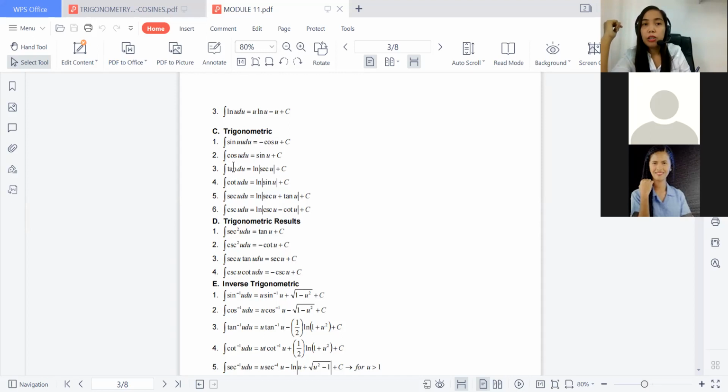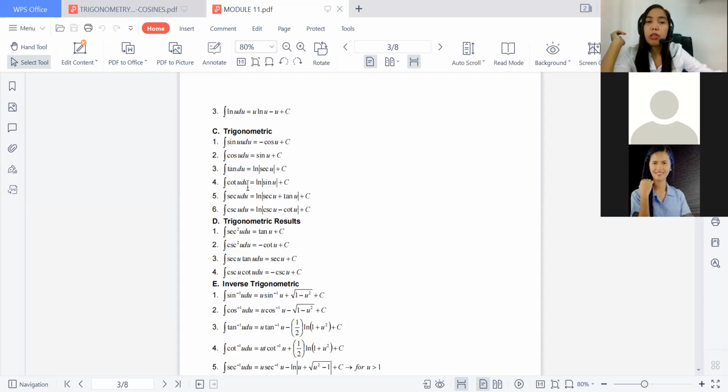The integral of tan u du is ln absolute value of secant u plus c. And the integral of cotangent u du is ln absolute value of sine u plus c. There are additional formulas in trigonometric, the ones with ln. The integral of secant u du is ln the absolute value of secant u plus tan u plus c. And the integral of cosecant u du is ln absolute value of cosecant u minus cotangent u plus c.